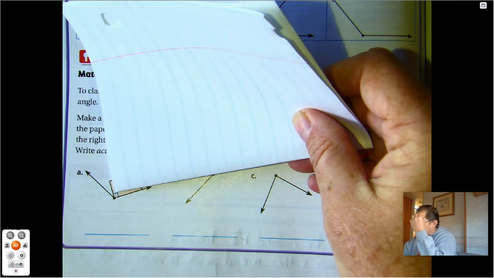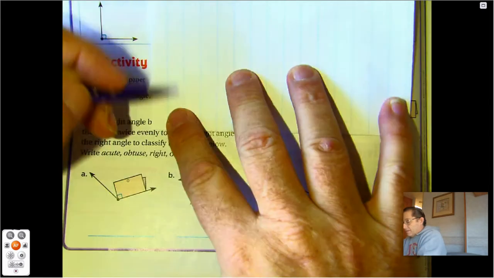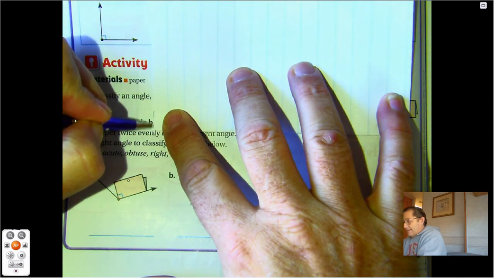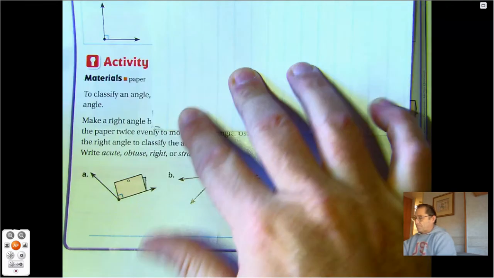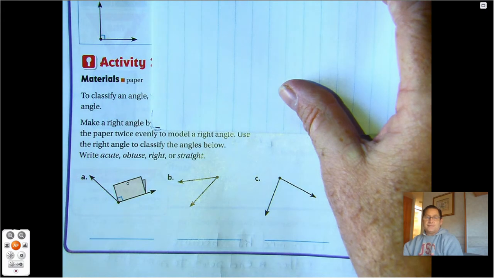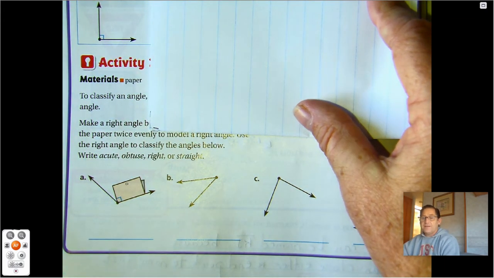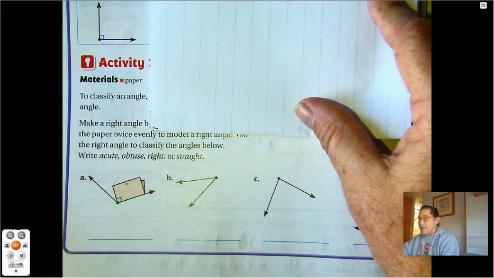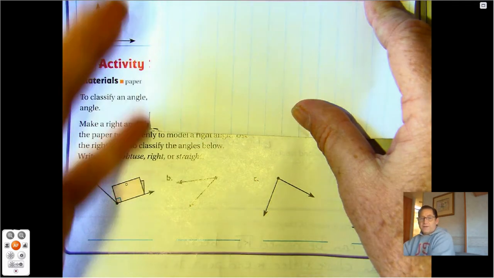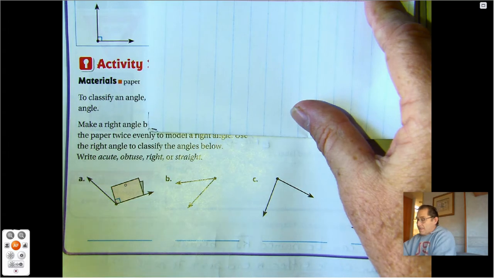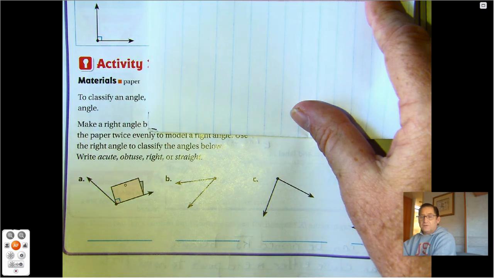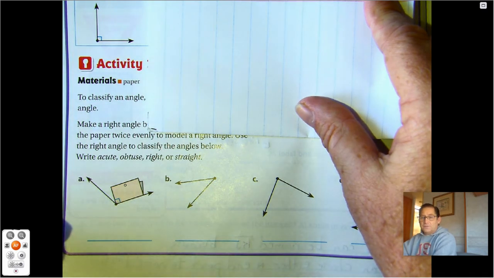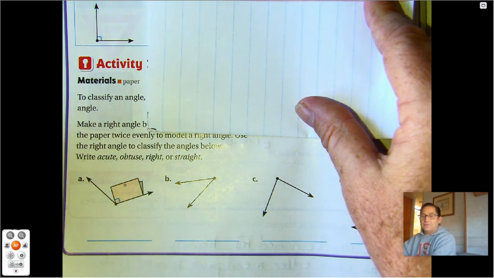So right now, the corner of our paper is a right angle. Okay. So if when we put the corner of the paper in the vertex of the angle, if it matches exactly the corner of my paper, that's going to be a right angle. If I can't see one part of the angle, that's got to be less than a right angle because it's not open as wide as a right angle.